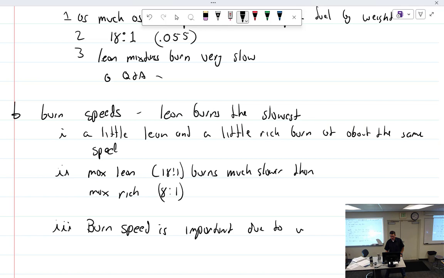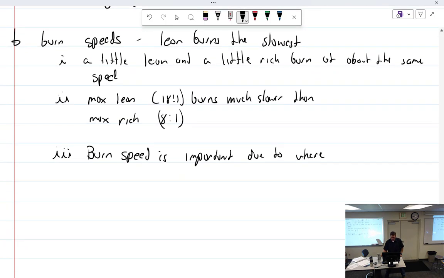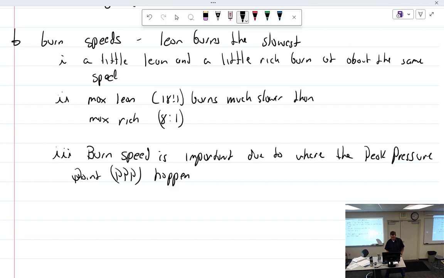Due to where the peak pressure point, or the PPP, happens. Peak pressure point, you said? Peak pressure point. I tried to make a point. Peak pressure point.